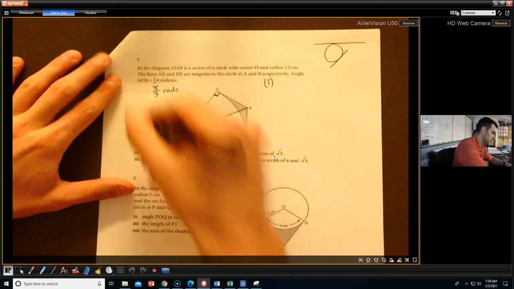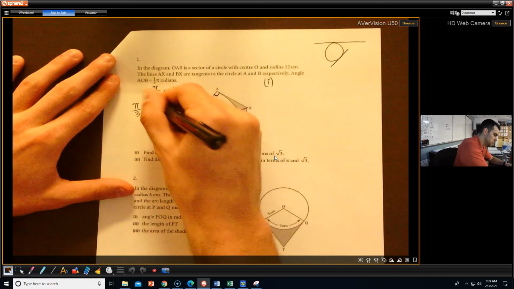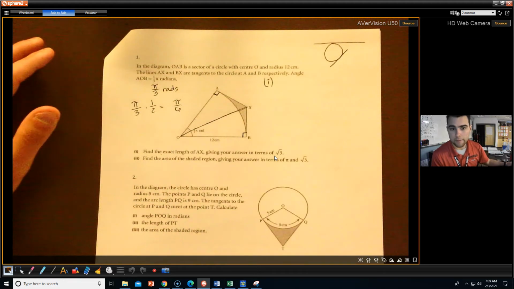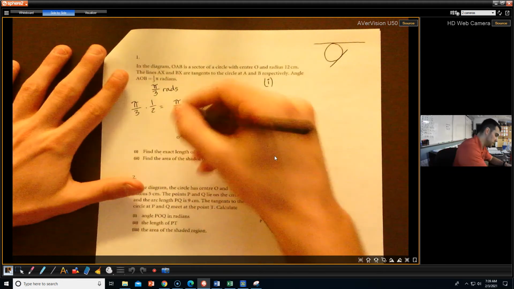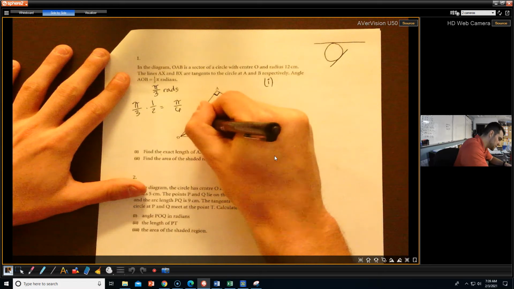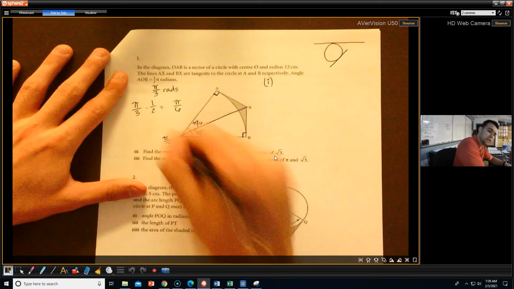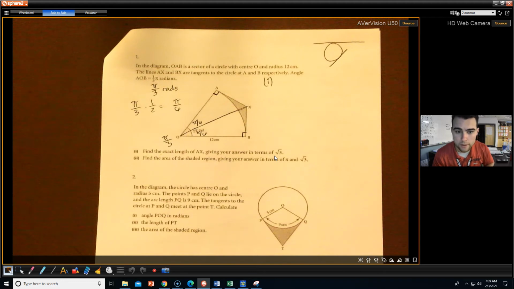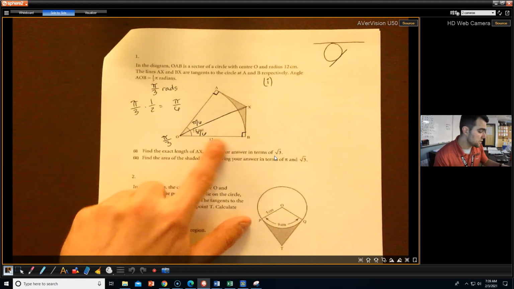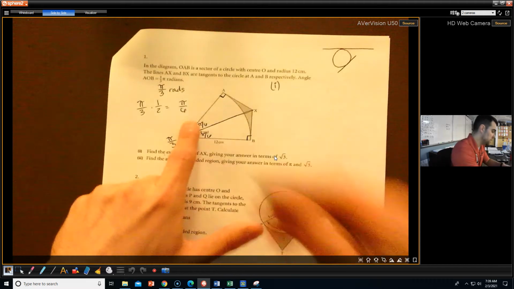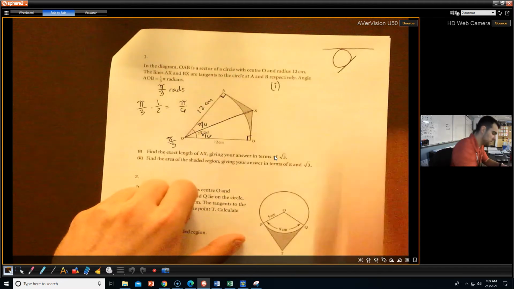So we were at pi over 3. I'm going to just multiply by 1/2. So we're at pi over 6, and we're going to work with that as our angle measurement, okay? This is pi over 6, and this is also pi over 6. The whole thing is pi over 3. Well, we know that this side is 12 centimeters, and this is part of our sector, right? It's the radius, so this side is also 12 centimeters.